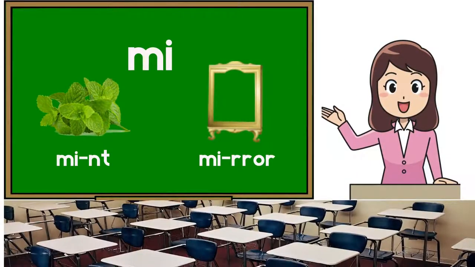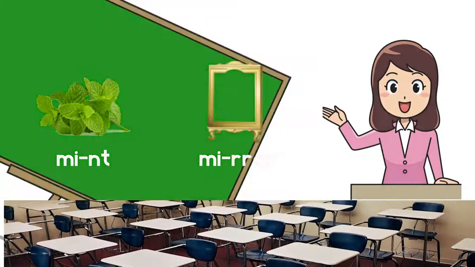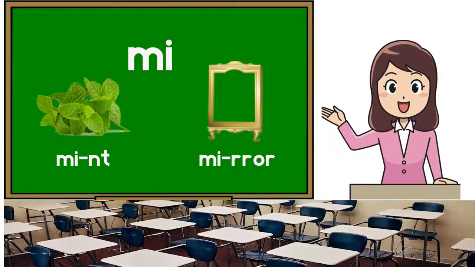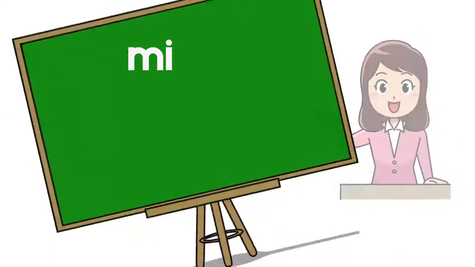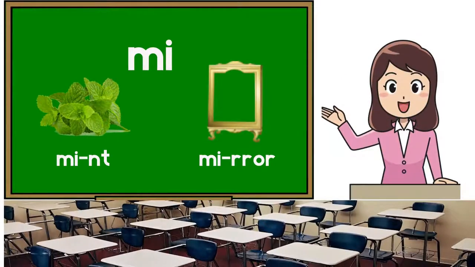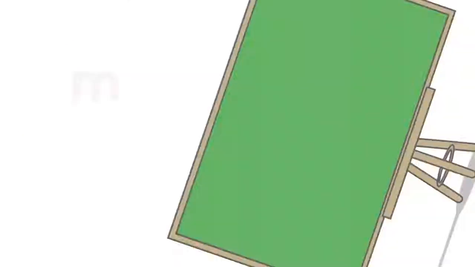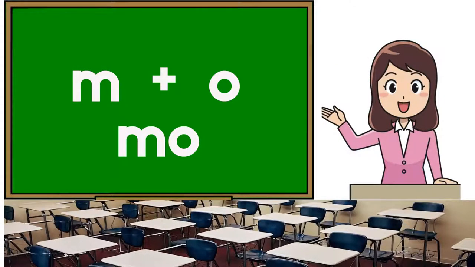Mi is for mint. Mi, mi, mi, mint. Mi is for mirror. Mi, mi, mi, mirror. What's the sound of M? Mm. And the sound of O is o. Again. Mm. O. So you say mo.